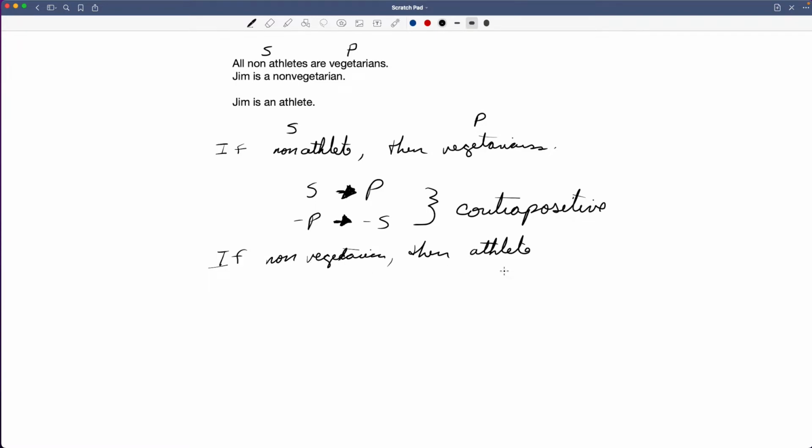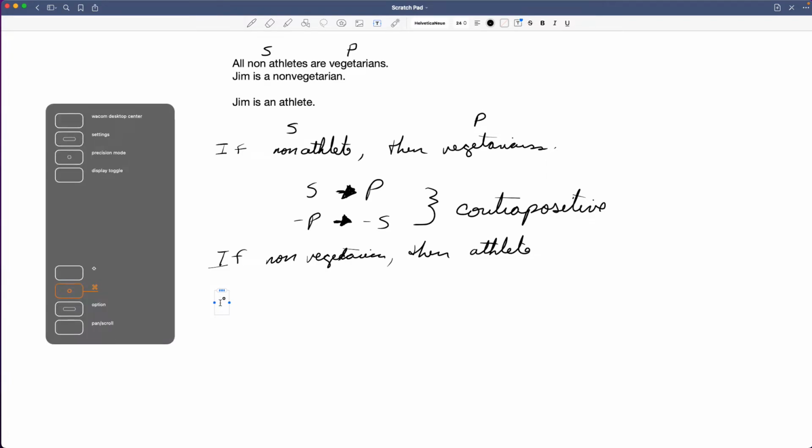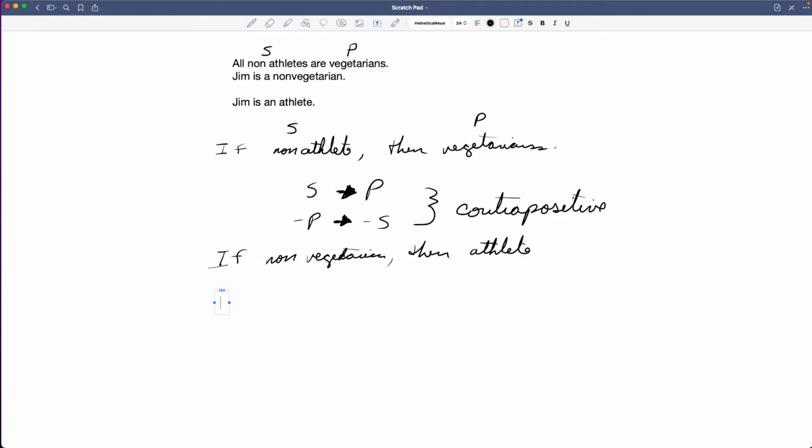So now we can take this contrapositive and put it in for our major premise so that we can see if this makes sense. So now we can just reword it. I think I'm going to type it so that it is readable. So let's look at this. So I'm going to reword this as a major premise. All, if I can get this to type, there we go. All non-vegetarians are athletes. Jim is a non-vegetarian. Jim is an athlete.